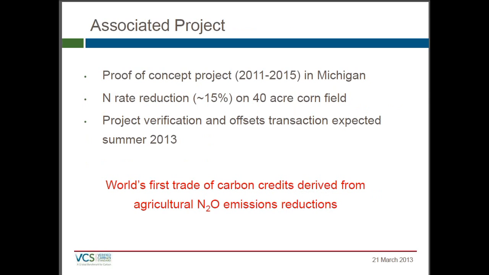This is on, again, a commercial corn farmer's field in the year 2011, and this year, and in 2015, he will be reducing his nitrogen rate applied to his corn by roughly 15 to 20% on a field that he has designated for use, roughly a 40-acre corn field. The project verification and the offsets transaction expected from this project are due in sometime spring or summer 2013. And that transaction would, in effect, represent the world's first trade, we believe, of carbon credits derived from agricultural nitrous oxide emissions reductions.